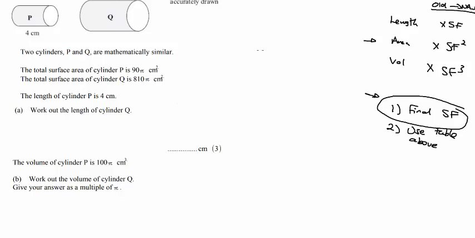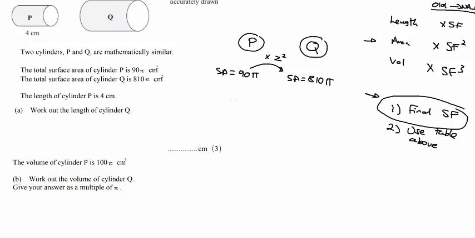So let's see what we do know. If I just make a P and a Q here, I know that the surface area here is 90 pi, and I know that the surface area here is 810 pi. Now that's the area, right? So I know that it got multiplied by scale factor squared there. And it's saying that the length of the cylinder here is 4. It's asking what is the length of the cylinder here? Well, can you see between there?